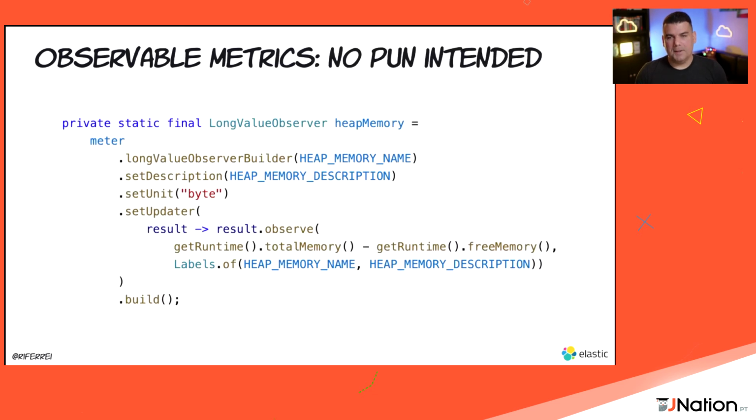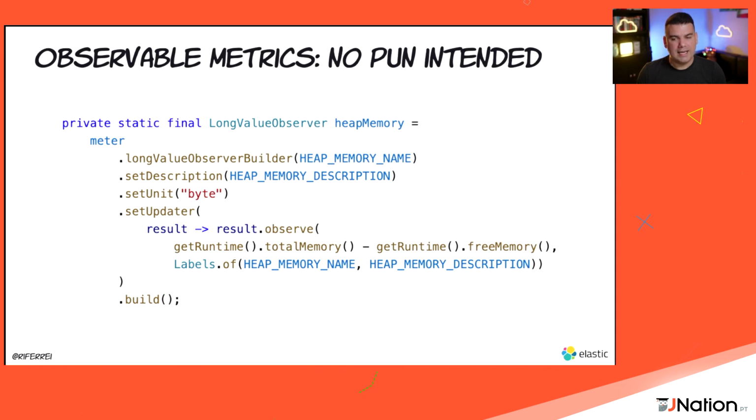And there is a thing called observable metrics, and no pun intended here because of the word observable, since we're talking about observability. This is a feature that is available with OpenTelemetry.